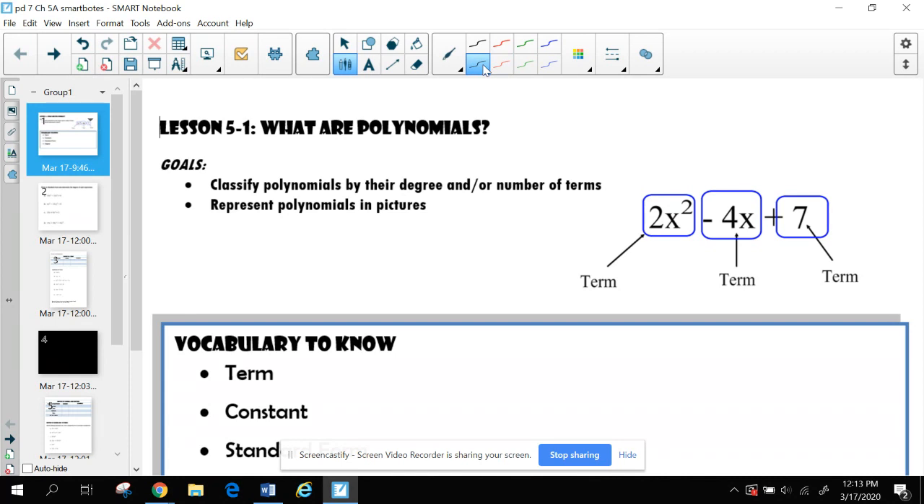We're going to try out our first lesson virtually today. A couple pages of notes to go through, some vocabulary to fill in, and then you'll have a few problems to try on your own as practice today. So we are starting a topic called polynomials.